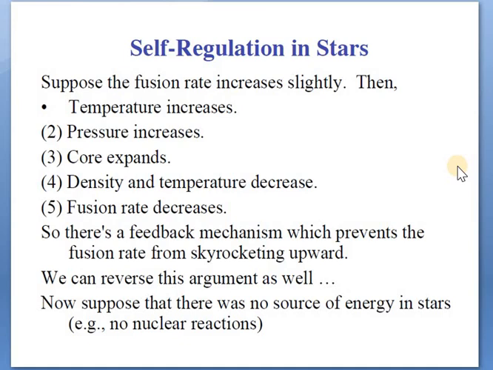And so the equation of state, or the pressure, which depends on temperature, density and other parameters, will also increase. And as a result of this, the core, which is the hottest zone of the star, will expand. Now, as the core expands, the density and temperature will both decrease, as a result of which the fusion rate goes down. So you see, basically we have a feedback mechanism which prevents the fusion rate from skyrocketing upwards.